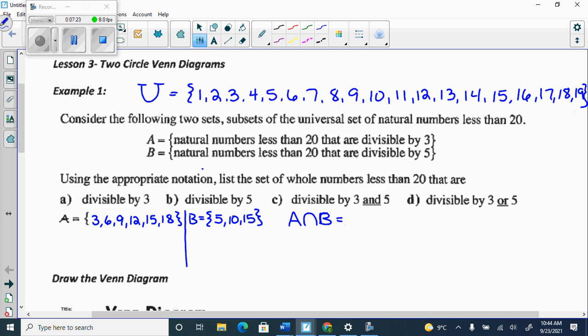So you can either represent it as A and B like that, or you could say A intersection B, technically. You could use the word, right? Because the word means the same. It's the exact same. And what's in A and B? Just 15. Now we did this question yesterday, but we're going to put it in a Venn diagram today. And then divisible by 3 or 5, we do A or B, and we list anything in A or in B, A union B. So 3, 5, 6, 9, 10, 12, 15, 18.